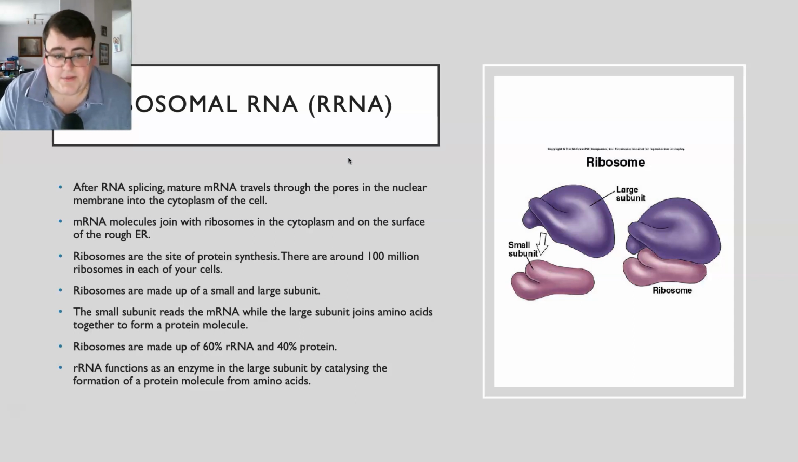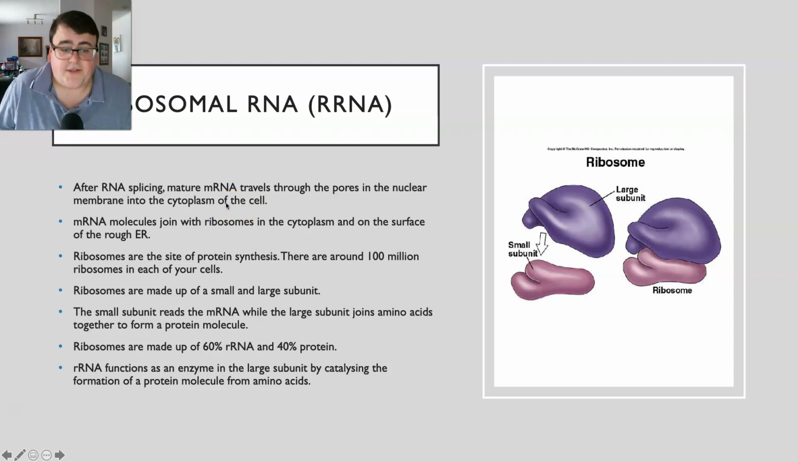So after RNA splicing, the mature mRNA travels through the pores of the nuclear membrane into the cytoplasm of the cell. It's no longer in the nucleus. That mRNA is now in the cytoplasm of the cell. It will then join with the ribosomes in the cytoplasm, generally on the surface of the rough endoplasmic reticulum. Not all ribosomes are there, but most are, so that's why we say that.